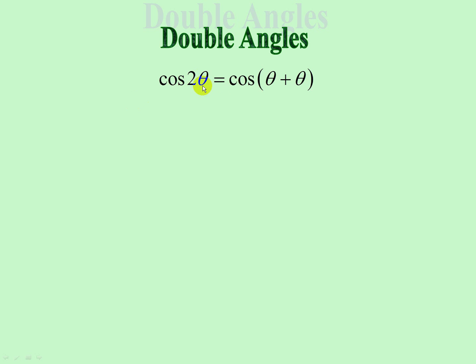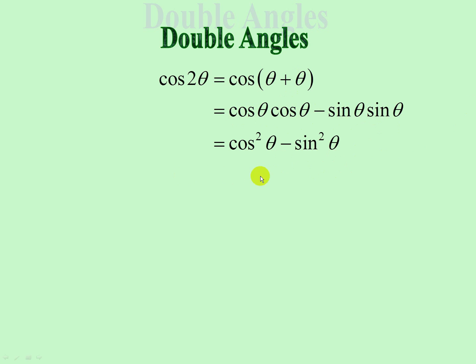Cos of 2 theta, well, let's split it up into theta plus theta. Hopefully, if you're not sure, go and ask a grade 8. Now that can be put into our cos sum compound angle formula. Cos of a plus b is cos a cos b minus sin a sin b. So cos theta cos theta minus sin theta sin theta, and cos times cos of theta is cos squared, and sin squared. There is our first double angle formula.